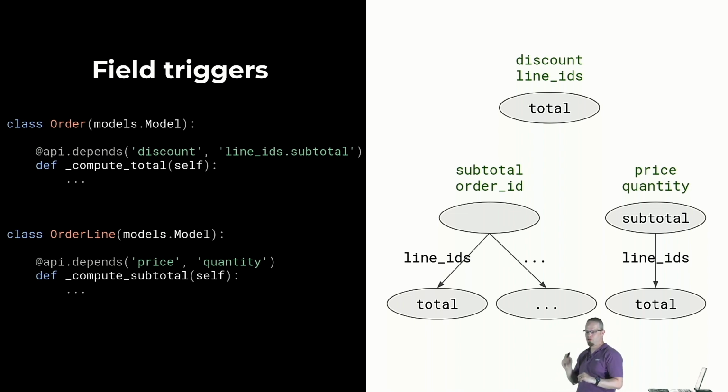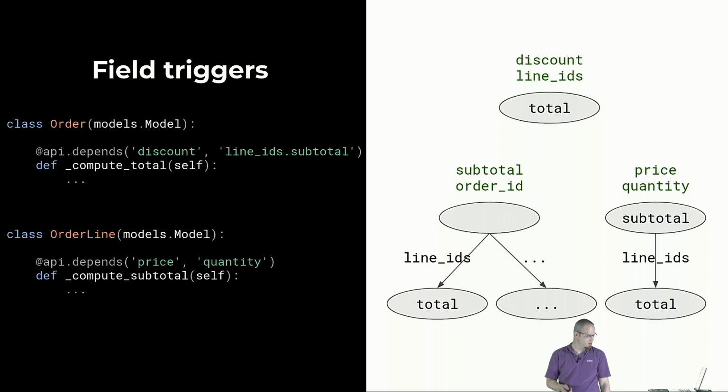The last tree here is if you touch the price, for instance, on the line. If you touch the price, the subtotal of the line has to be computed. And then you inverse the line IDs. And for inversing the line IDs, you can actually just follow the field order ID. It gives you the sales order that has to be recomputed for total. So those are, in a very simple example, the so-called field triggers that are used to determine what to invalidate.